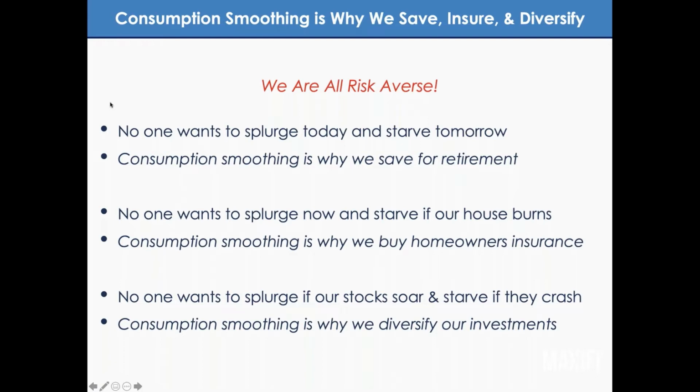And the same thing applies when we talk about diversification of our investments, of our assets. We don't want to be living high on the hog when the stock market soars because we've put everything in the stock market. And then if the stock market plunges, which it may do in the near term, is my concern and belief, then we will be starving. So this is why we want to not put all our eggs in one basket.